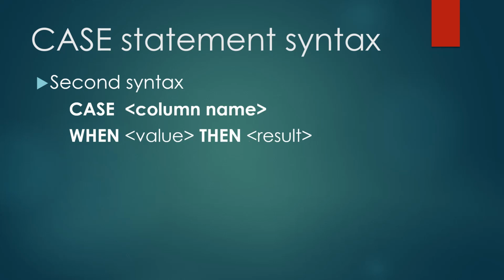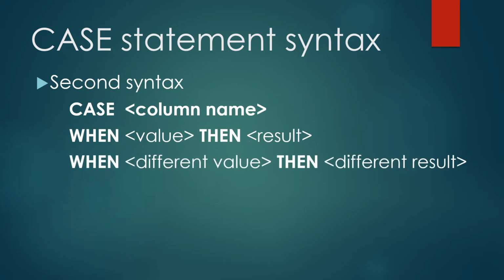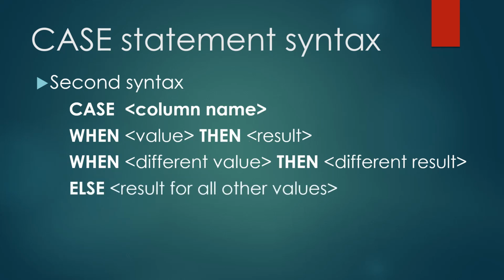And then we can have another line when a different value, then a different result according to that. And we can have as many of these when lines as we like. Ultimately, we need an else clause that is the result for all other values other than those caught by the previous when lines, and ends in end.